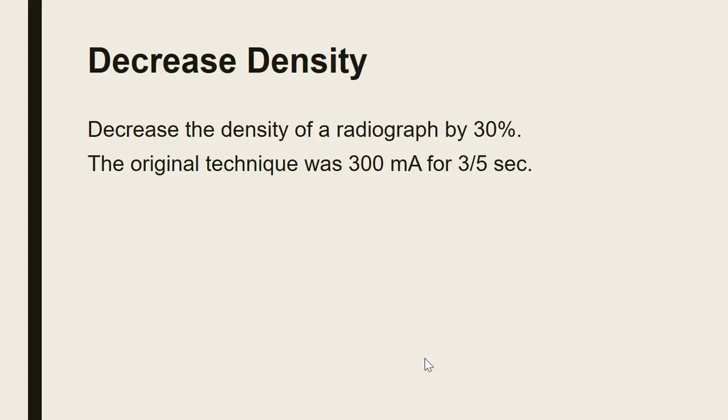If you decrease the density of a radiograph by 30%, the original technique was 300 mA for 3/5 of a second. Now I've gone and just given you 2 of the variables that you need. Oh, and I was really mean. 3/5, what is that in decimal form? To get a decimal for 3/5 seconds, 3 divided by 5 is 0.6.